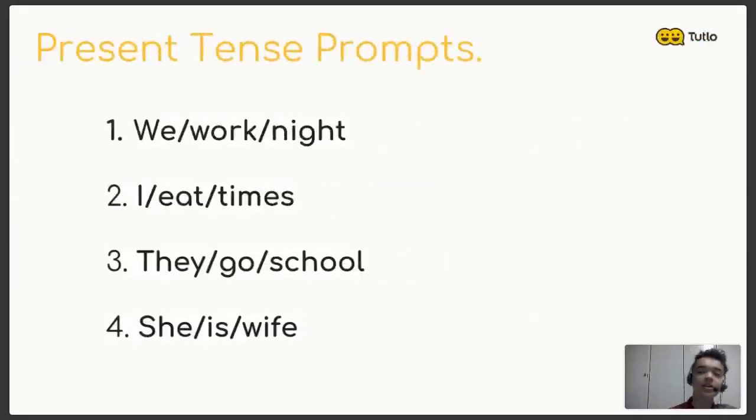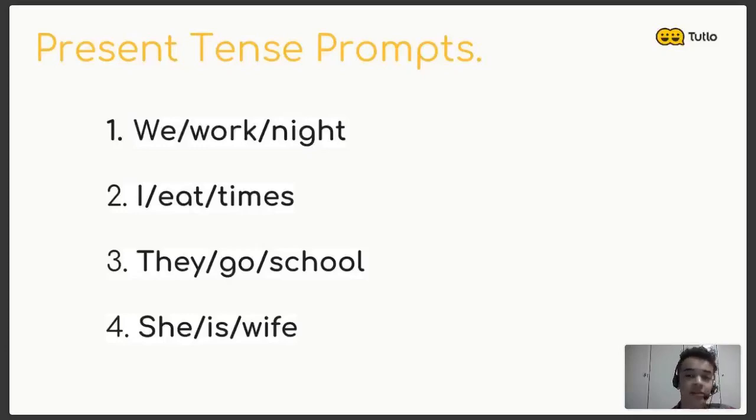So now we're going to do something called prompts, all right? So if we look at number 1, we see there are 3 words. What we want to do is create sentences using these 3 words, all right? So for number 1, we have the 3 words we, work, night, all right? And we want to make it present tense. So a permanent situation or a routine. How are we going to make sentence number 1? Present simple tense, all right? Let's do the present simple tense first. We'll start with present simple tense prompts, all right?